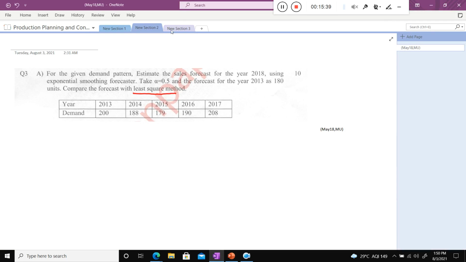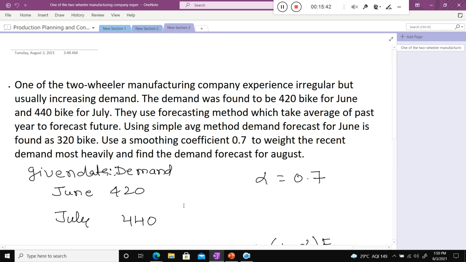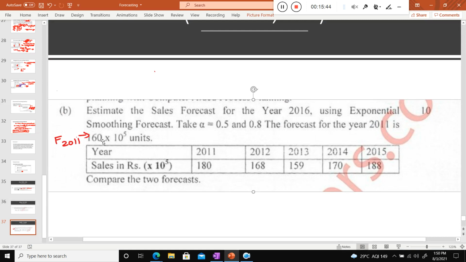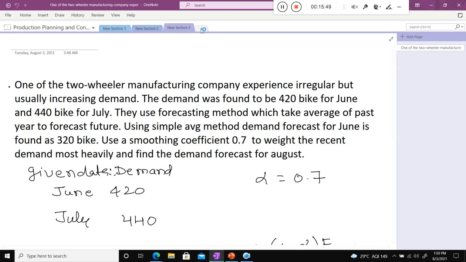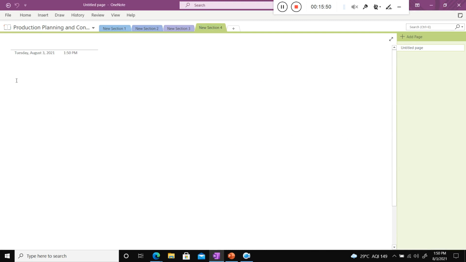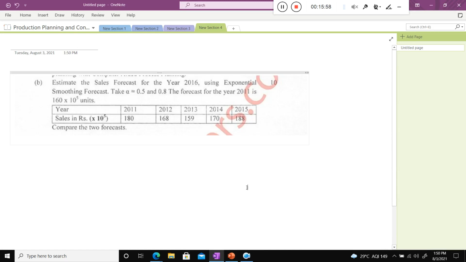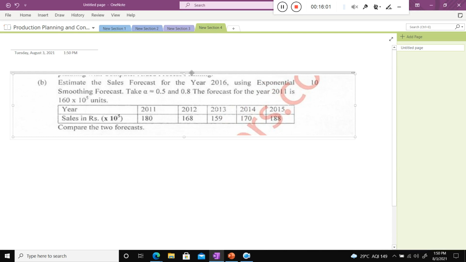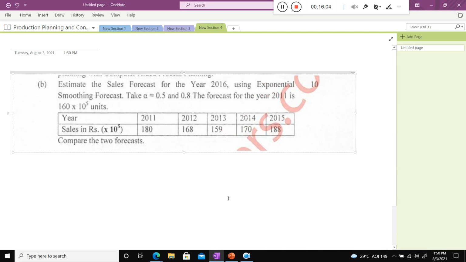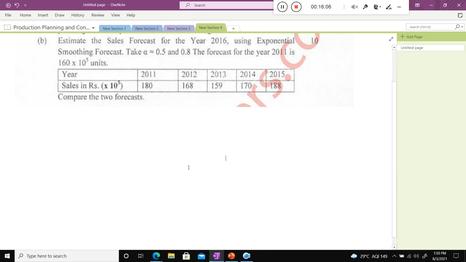I think in OneNote it's available. No. Okay, I will put it, just wait. Okay, so is this numerical visible, class?